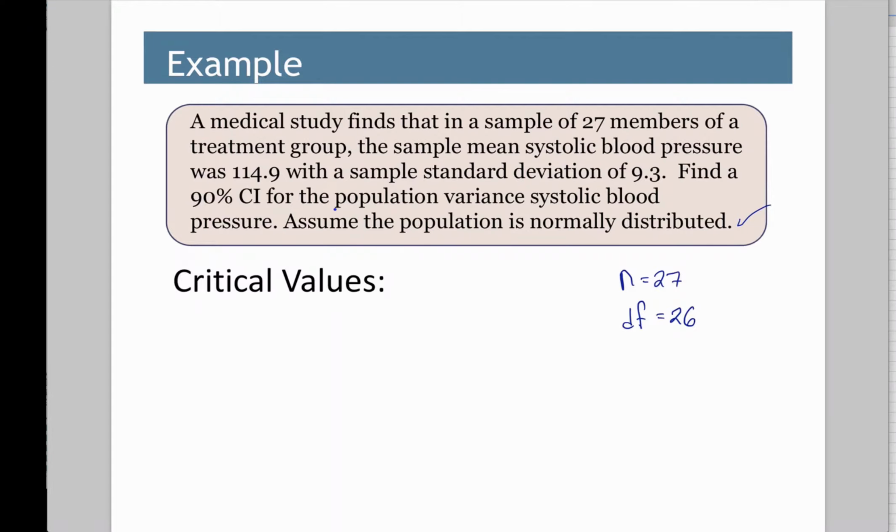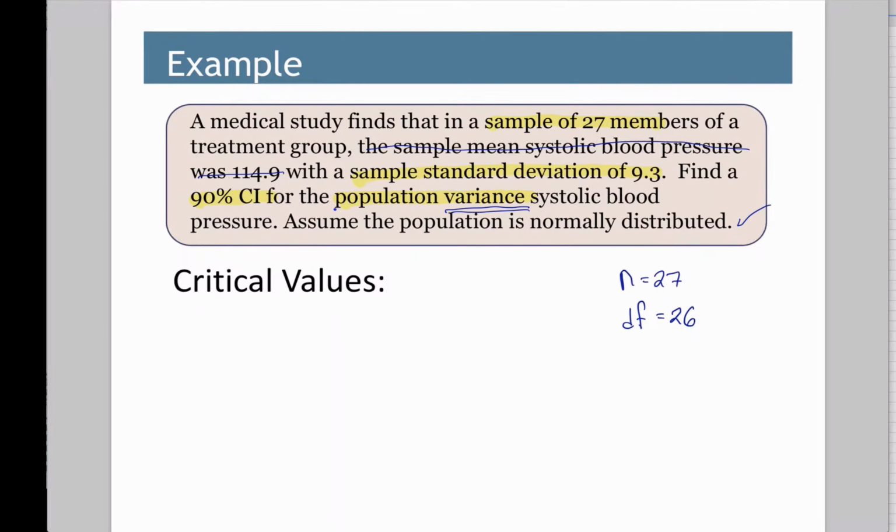A couple things to highlight. Sample of 27. Sample standard deviation of 9.3, 90% confidence interval. And they want us to find the confidence interval for the variance. Now, by the way, they talk about the mean systolic blood pressure of 114.9. We actually don't need that. We don't need the mean to be able to create a confidence interval for a variance.